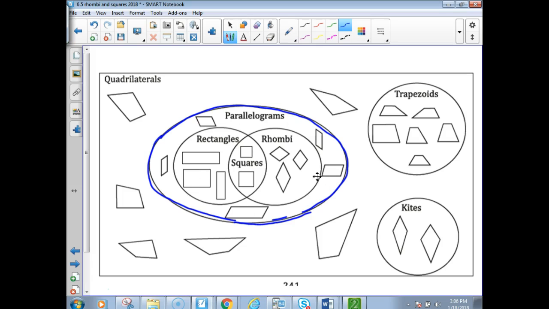All the things inside that oval are parallelograms. And then you've got a section that's rectangles. And you've got a section that are rhombi. And there's some overlap. And where those two overlap are the squares. So the point is here's how you can read this. A square is a rhombus. A square is also a rectangle. And a square is also a parallelogram.